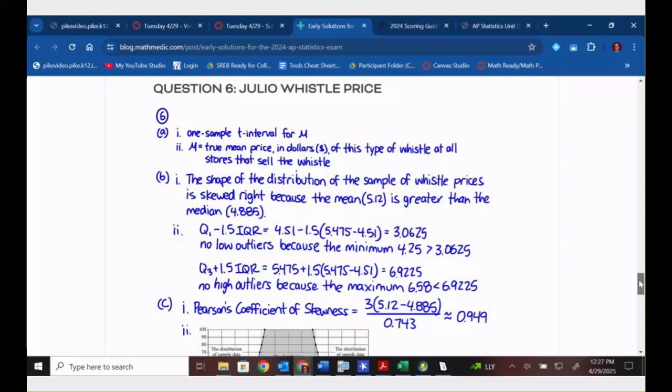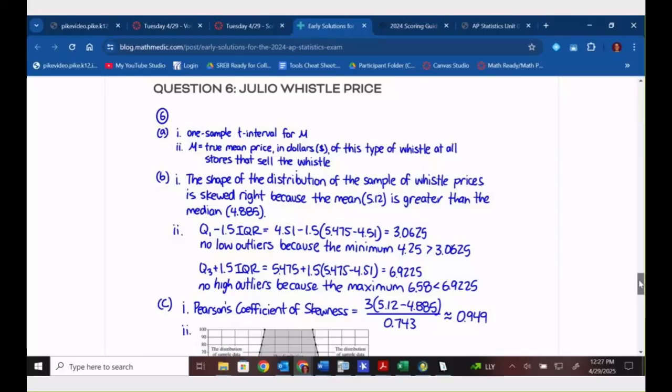Part A, 1 sample T interval for mu. That's for part AI. AII, the true mean price in dollars of this type of whistle at all stores that sell the whistle. Part BI, the shape of the distribution of the sample of whistle prices is skewed right because the mean, 5.12, is greater than the median, 4.885.